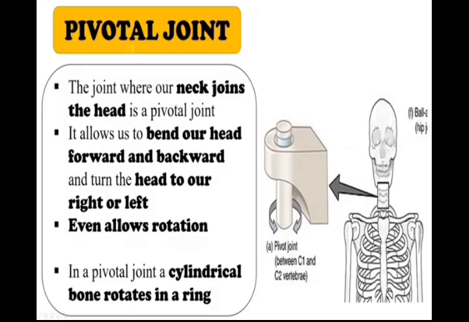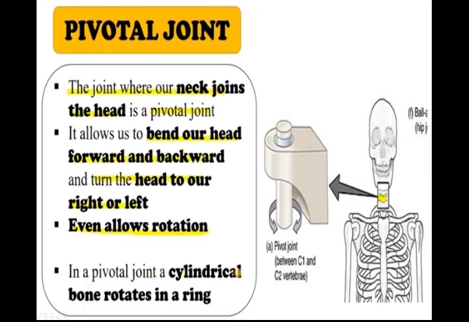The third joint is the pivotal joint. So the joint where our neck joins the head is a pivotal joint. Okay, it allows us to bend our head forward and backward and turn the head to our right or left, and even allows rotation. Only 360 rotation is not possible, only left, right, upward and backward.